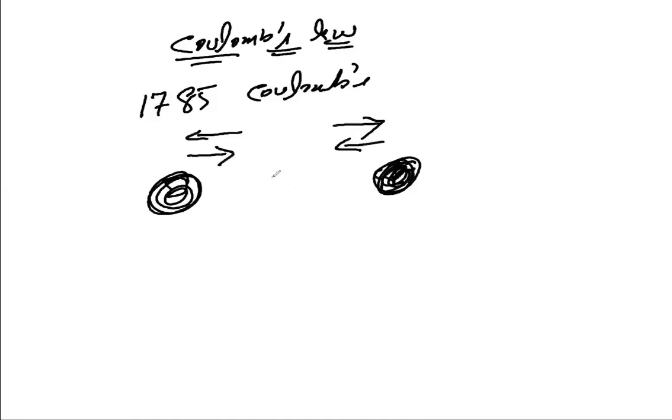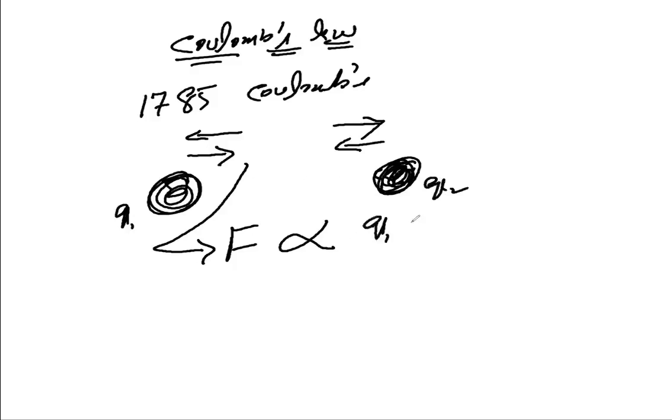And if you want to find that force quantitatively, then that force will be directly proportional to the product of these two charges. Let's say this is my charge Q1, this is my charge Q2. Then the attractive or repulsive force will be directly proportional to the product of the two charges, and it will be inversely proportional to the square of the distance between them.